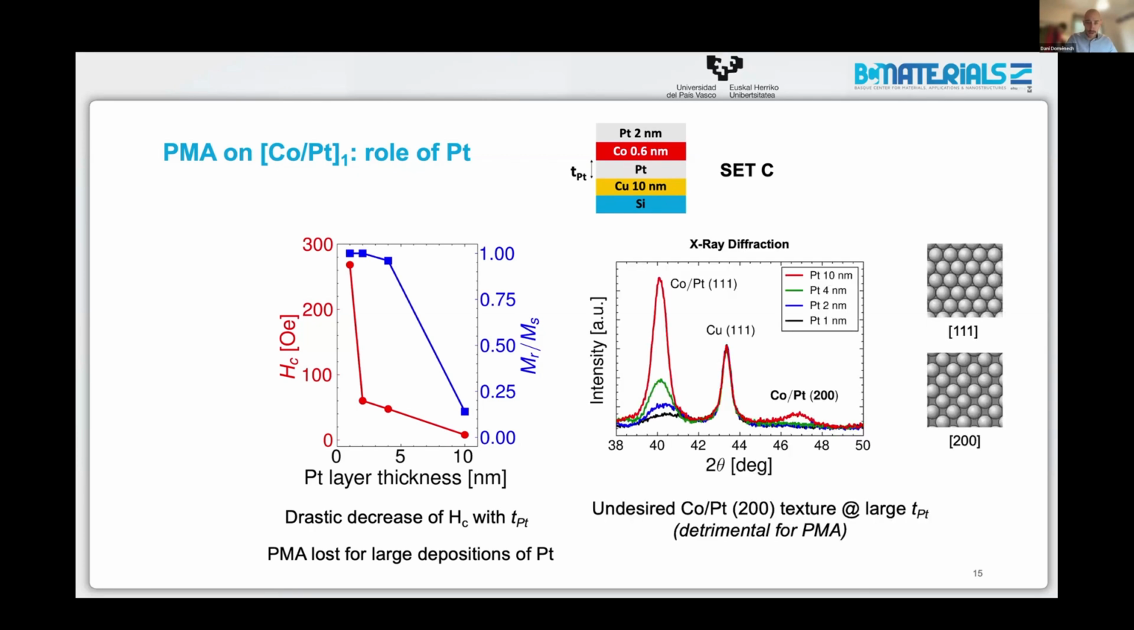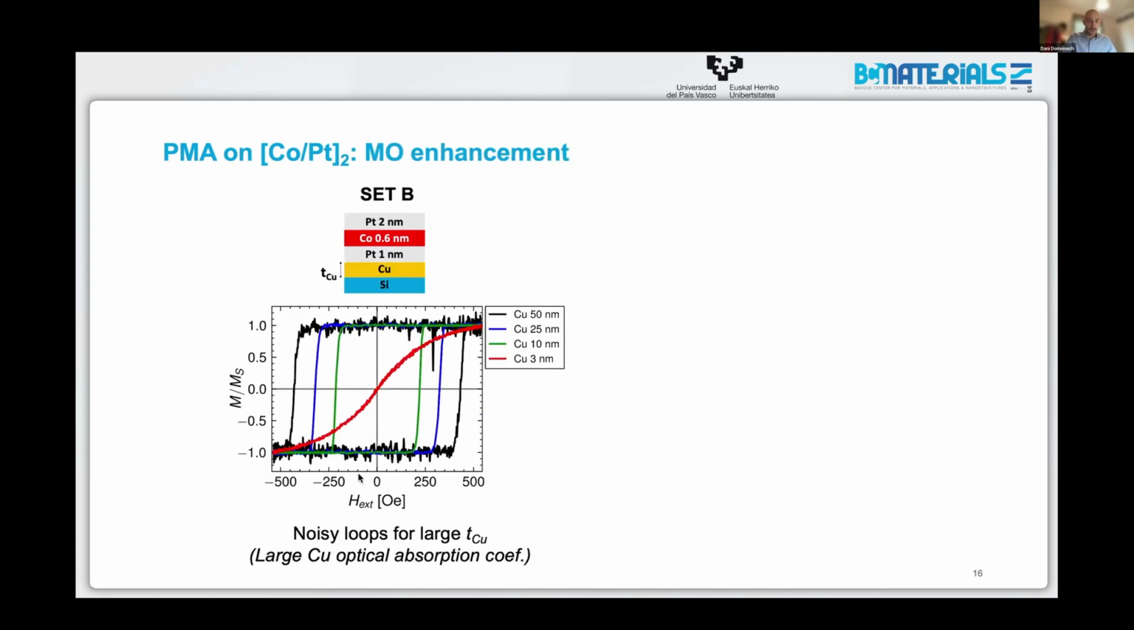And the reason also comes from structural terms, since for large amounts of platinum, there is an undesired crystallographic phase, the 200, which is well known to be detrimental for the emergence of perpendicular magnetic anisotropy. So even this tiny amount of the undesired phase is enough to completely lose the perpendicular magnetic anisotropy effects in our samples. Okay, so now we understand the role of platinum and copper.